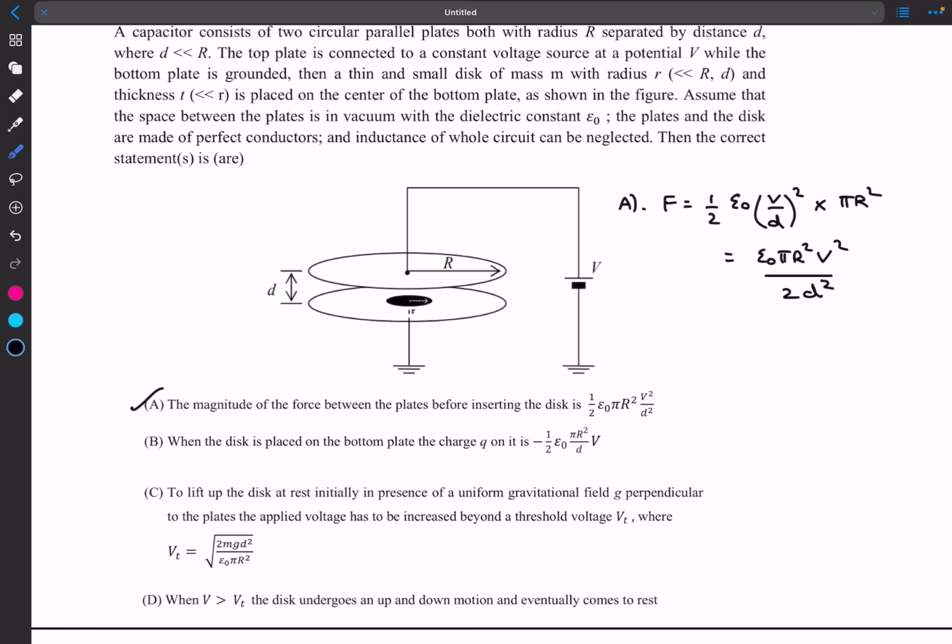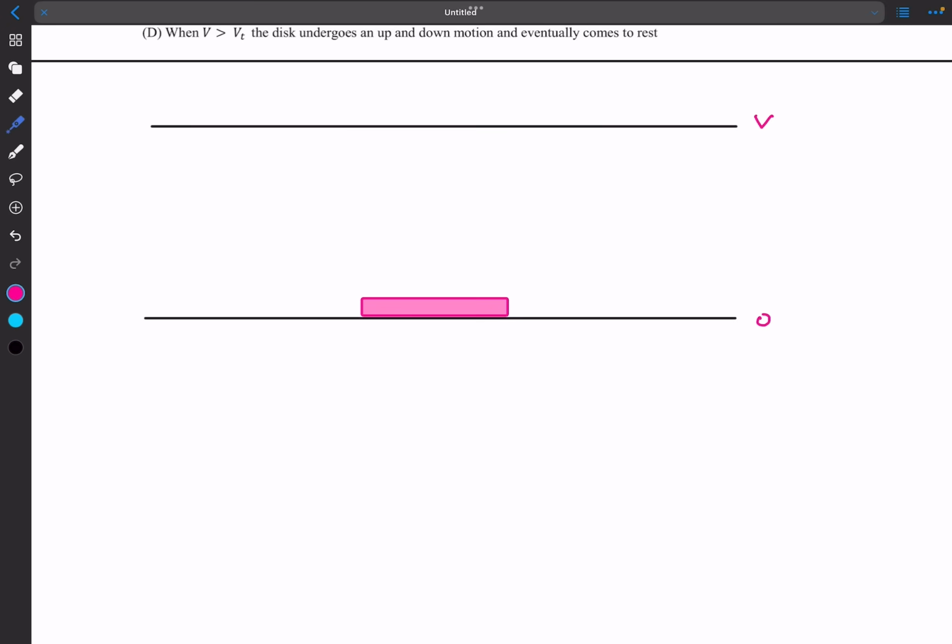Now when the disk is placed on the bottom plate, the charge Q on it is... Okay, so this is the diagram. We have uniform electric fields that are flowing from the upper plate to the lower plate. The dimension of the disk is very small in comparison to the plate, so we'll work with the assumption that the charge on this tiny conductor is not going to influence the external electric field too much. With that we know that the electric field inside this conductor is going to be 0.